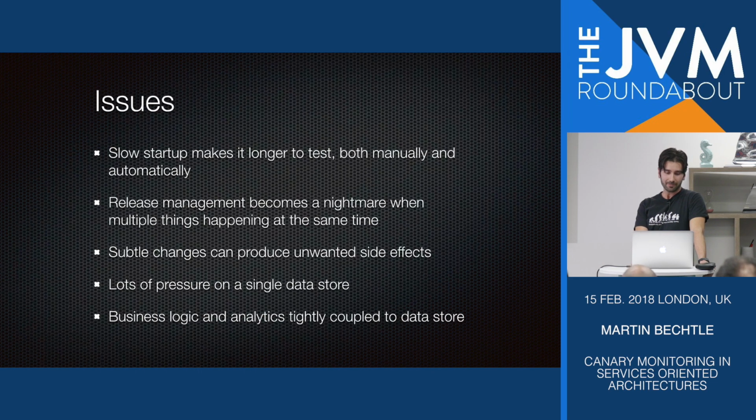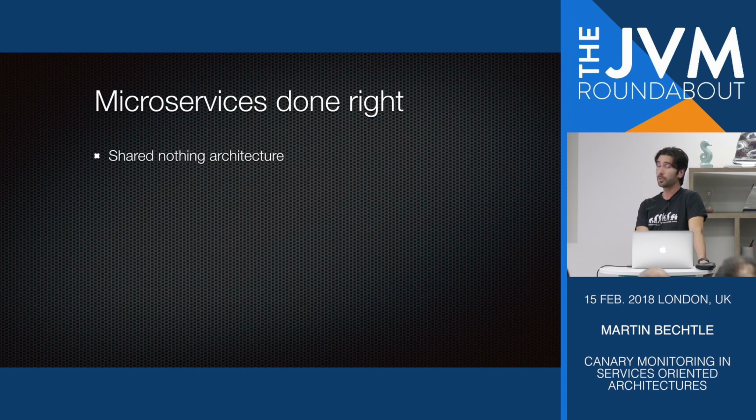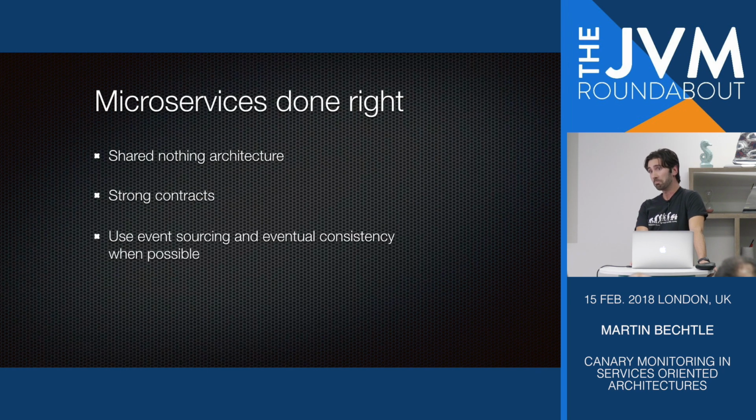And so on. So we could move to microservices, and if we do it, we need to do it right. So it needs to be a shared nothing architecture. Don't share a single database with like 50 microservices. That's not how it's meant to be. You need strong contracts to communicate between them. Maybe it doesn't even have to be a synchronous API. It could be something event-driven. You could embrace eventual consistency when possible and required. Obviously use a service discovery system or a service bus.